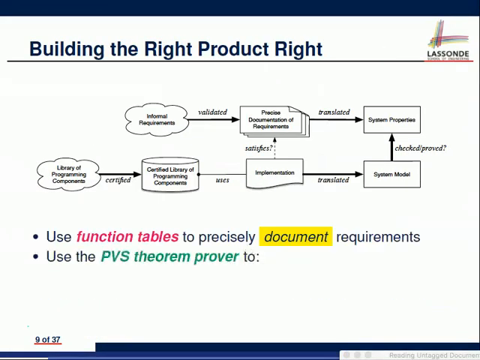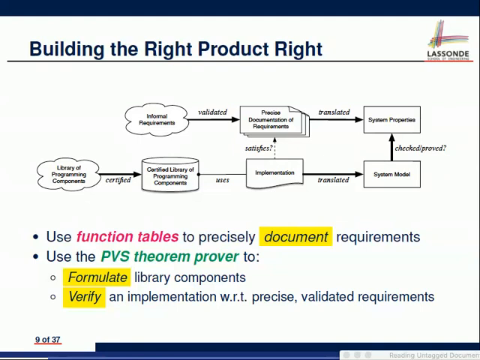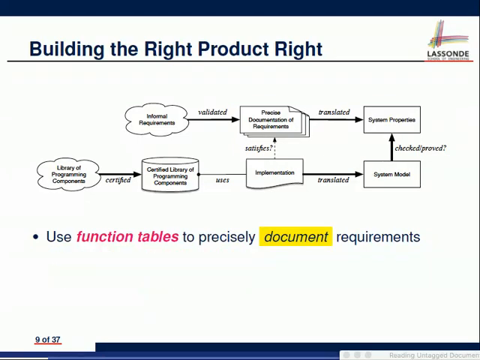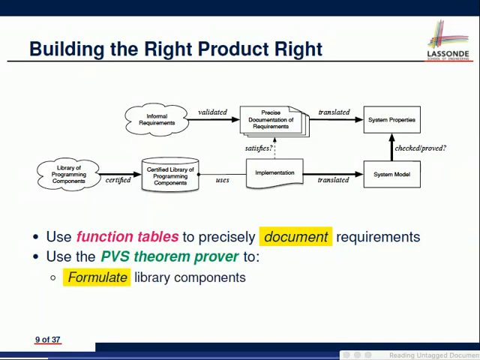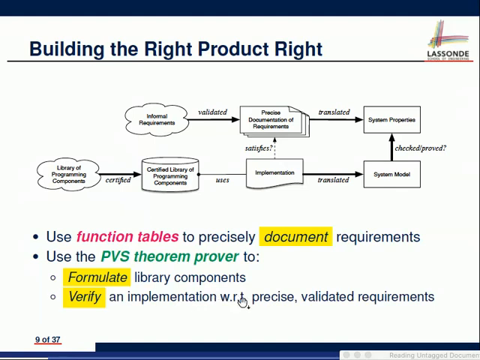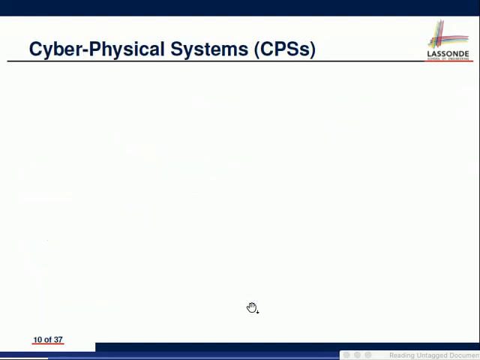Now we're going to see basically this. We're going to use function tables to document the requirements. We're going to see some examples from the nuclear domain, and Jonathan will talk a little bit more when he comes back. Then I wouldn't really go into too much PVS detail; I'll keep it at a slightly abstract level. Also, how I can formulate, let's say, some programming library, like a Java API, and then how we can verify. Okay, cyber-physical system.